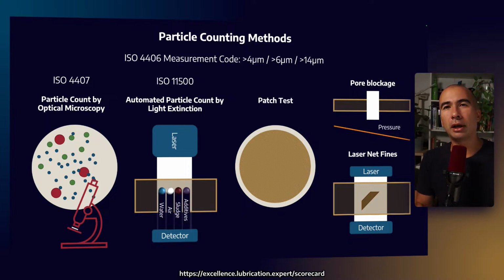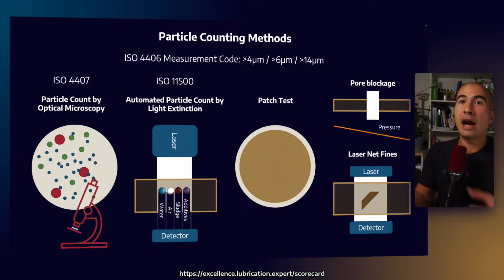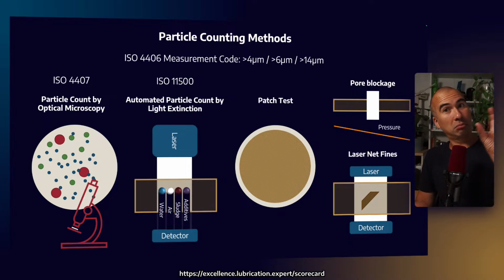Then there is also the patch test. Now, this is a little bit like particle count by optical microscopy, but in the sense that we are doing it in the field, and we are literally just making a patch and then observing it. Maybe the color, are there any visible sediment? And we might weigh the patch, and that could be a measure of the contaminants.